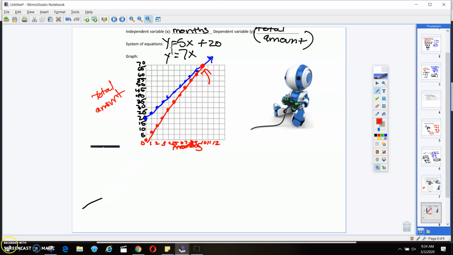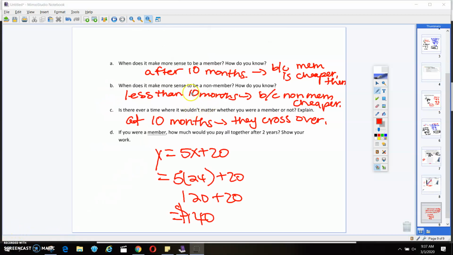We're going to cross at 70, or 2 times 12, sorry. Okay, so these are your answers for the rest of that. So again, after 10 months, because it's going to be cheaper then, less than 10 months because non-member is cheaper.